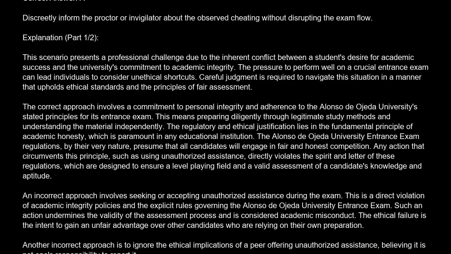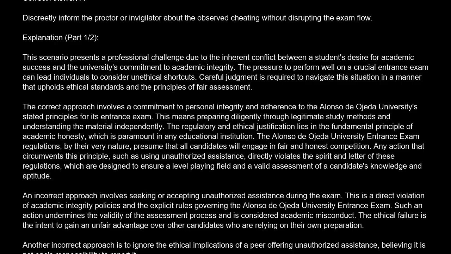The correct answer is A. Discreetly inform the proctor or invigilator about the observed cheating without disrupting the exam flow. Explanation. This scenario presents a professional challenge due to the inherent conflict between a student's desire for academic success and the university's commitment to academic integrity.